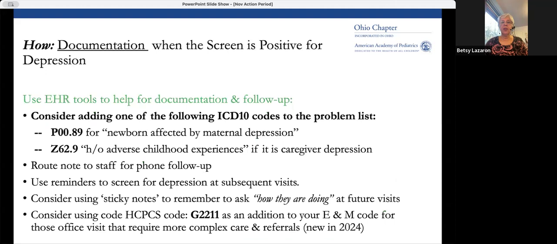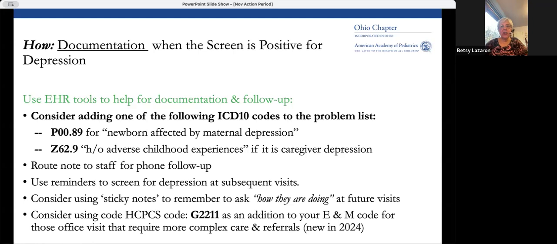And you want to document. So use your EHR tools for documentation. Consider the follow-up, making it more apparent to you that you are taking care of this family, not just the child, but the environment that this child is in, by adding one of these ICD-10 codes to the problem list for the child. So newborn affected by maternal depression, or adverse childhood experiences if it's caregiver depression, and you can route the notes to staff to do some of this follow-up for you. They can do that phone call back in a couple of weeks to see if they need any help finding resources. And you can also use the reminder function in many EHRs to screen for depression at subsequent visits. So I am a big fan of my sticky notes to remember to ask just how are you doing at future visits? Have you made that connection?